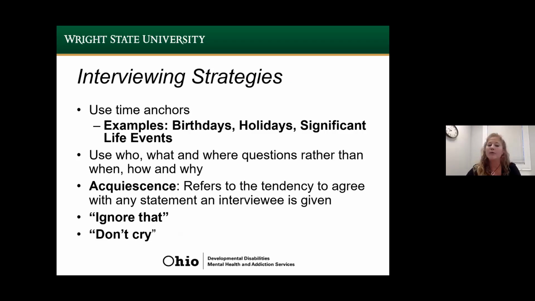Who, what, or where questions are going to be higher yield than when, how, or why questions. Individuals who want to please you or who want you to like them may answer questions along the lines of the answer or the response that they think you want. And so we want to check that out too, maybe do some cross-questioning there.